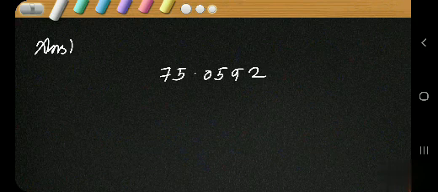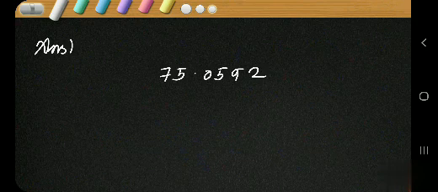Okay, I think we have done problem A. So let's start doing B. Write neatly. Question number B: 75.0592. So what do we have to do? Yes, we have to find out the place value of each of the digits in this number. So for that, write down 75.0592, our given number, isn't it?